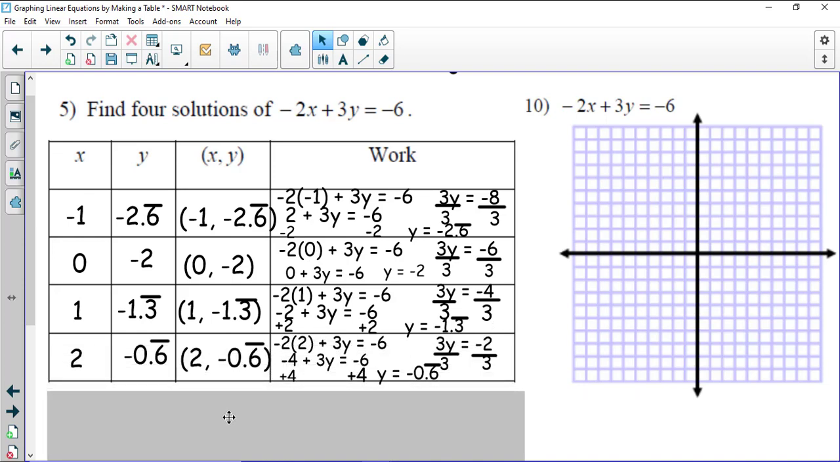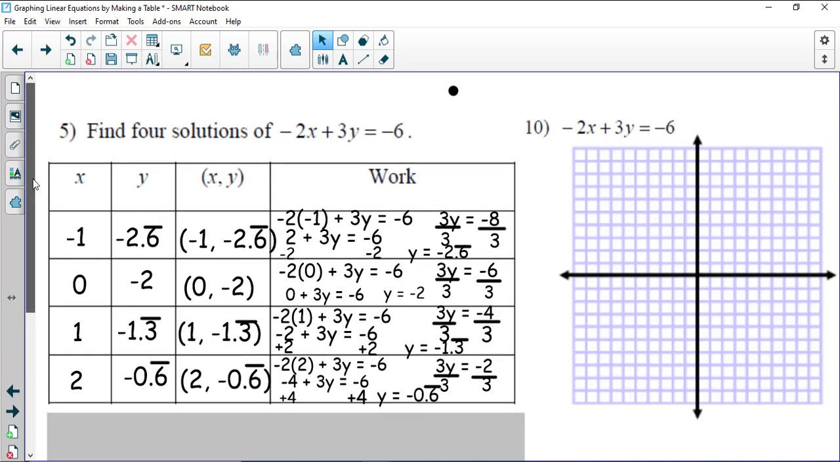And then finally, if we replace x with 2, negative 2 times 2 is negative 4. Add 4 to both sides to get 3y equals negative 2. Divide both sides by 3, we get y equals negative 0.6 repeating. So we're going to graph these. Again, they're going to be pretty close together. That's why you may want to choose different values for x, but you can choose whatever you want.